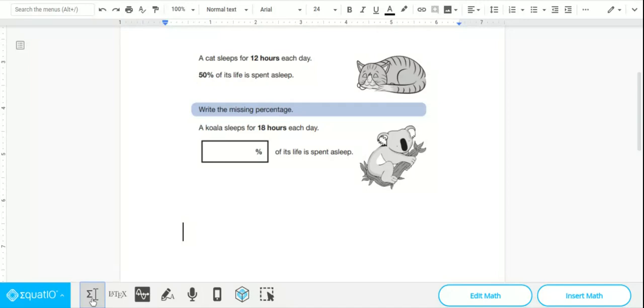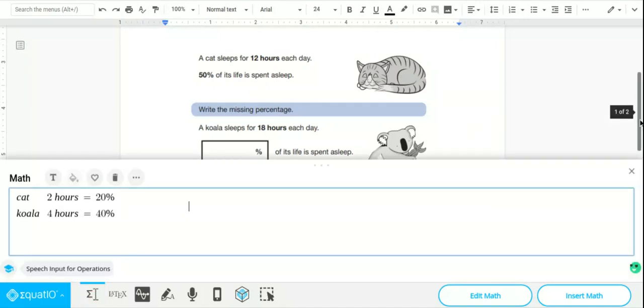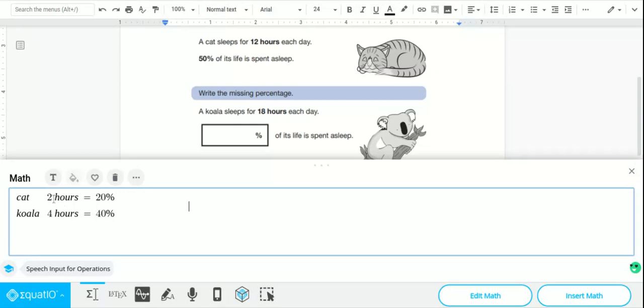Okay, so I'll give you an example. Now, if a cat sleeps, for example, not this question, a different example, if a cat sleeps for 2 hours each day, that's 20% of his life spent asleep. Koala, if he slept for 4 hours, that'd be 40%, because that would be double times two. Can you see that? So 2 hours into 4 hours is times by two. So if it's 20%, you times that by two. That's it. Really straightforward.